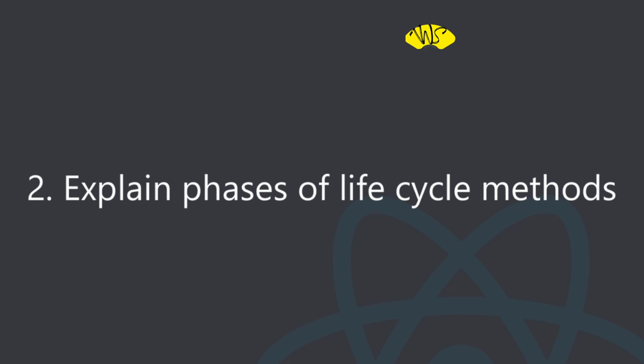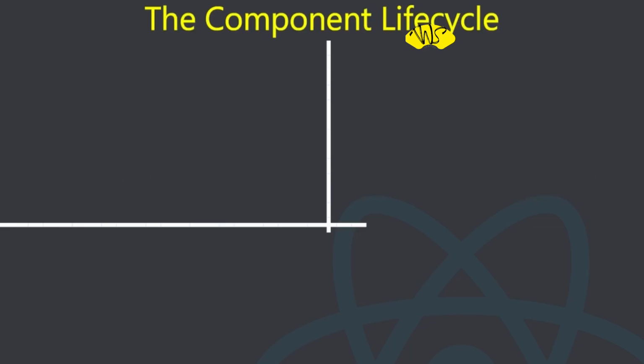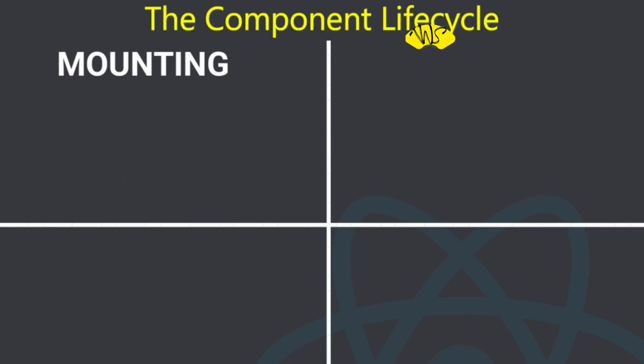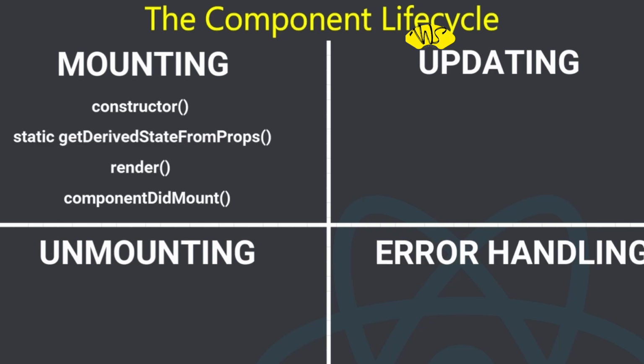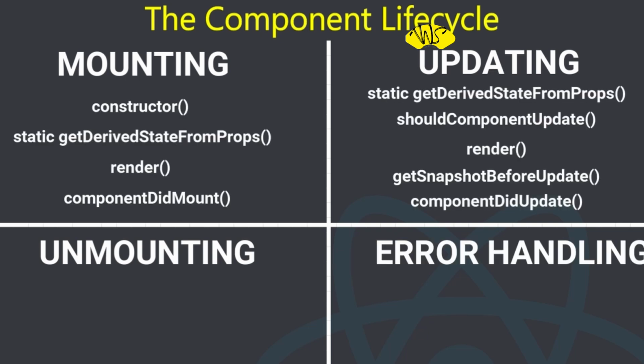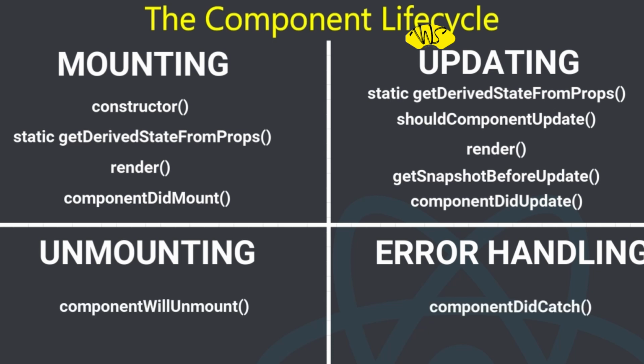The second question is, explain phases of lifecycle methods. These are the common phases of a component, like mounting, updating, unmounting, and error handling. So whenever there is a mounting phase, these are the methods. When you have updating phase, you have these methods. In unmounting, you have this method. And while error, there is one more method which you have.